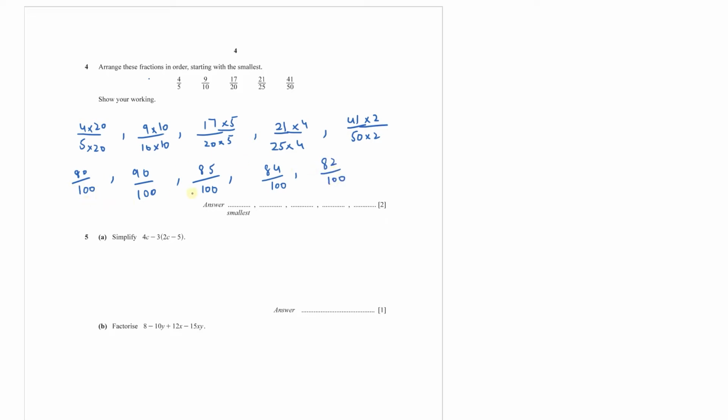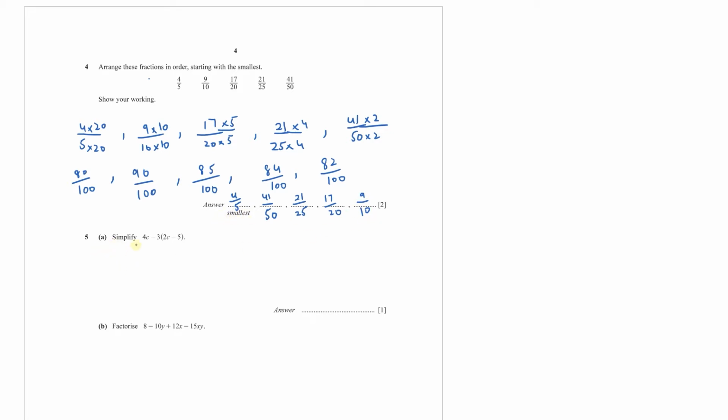So now you have all the denominators as 100, so you can simply compare the numerators and arrange them from smallest to largest. The smallest value in the numerator is 80, which is 4 by 5. So 4 by 5 is your smallest. The next smallest value is 82, which is 41 over 50. Then 84, which is represented by 21 over 25. And then 85, which is 17 over 20, and the largest is 90 over 100, which is 9 over 10. So now you have arranged these from smallest to largest.